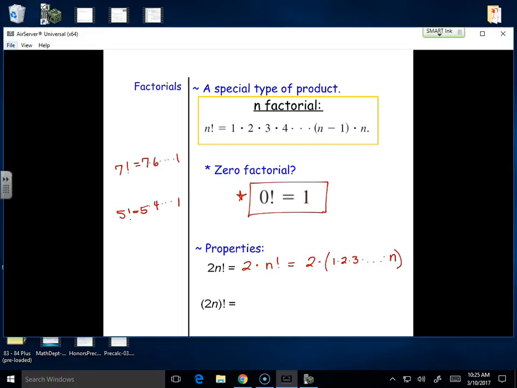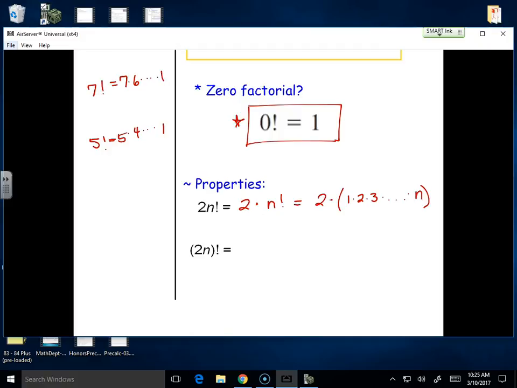But what would be different in the bottom one? What if there was a parenthesis around the 2 and the n? Where does that show up? This one, they show up separately. Before you do the factorial, exactly. So, I'm just going to start, and when am I going to end?